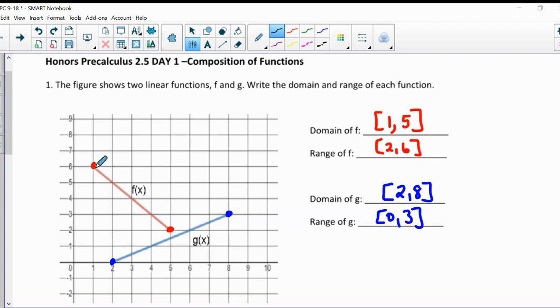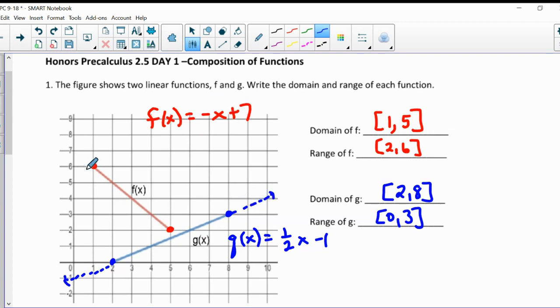Now, these functions, if I had f of x, I could write it as negative x plus 7. I could write it as a linear equation. And this one I could write as 1/2 x minus 1. However, remember that even though if I extended them, it would be clear that those are what the functions are, in this particular case, they have restrictions. So these linear functions have restrictions. So even though it could continue, the restrictions kind of cut those off.